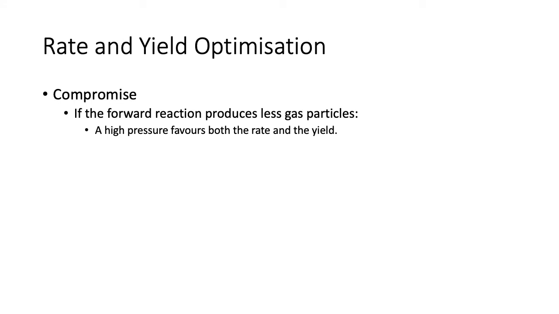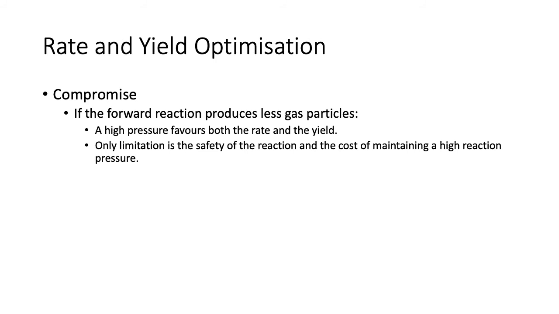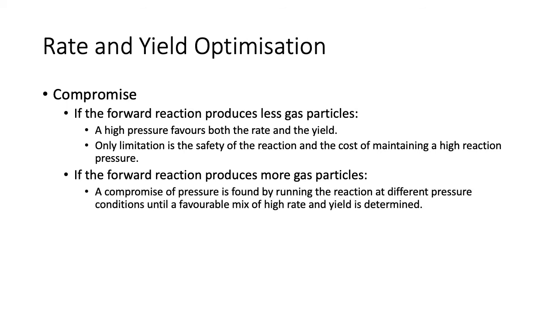stop increasing the pressure when you're about to blow up the plant or when it becomes too expensive to maintain all those high pressure things. So safety and cost become your limitations. However, if the forward reaction produces more gas particles, you run it at different conditions, and then you find out what's the favorable mix to get a high rate and a high yield. So you have to find some compromise.